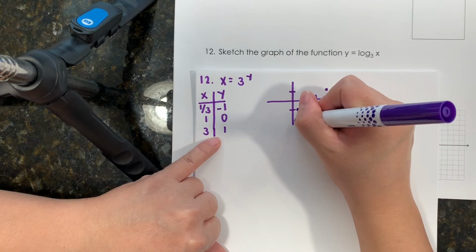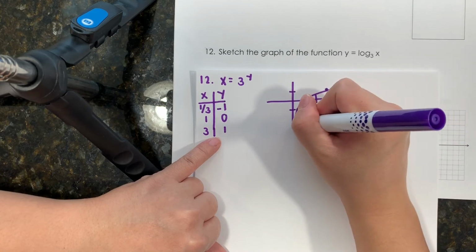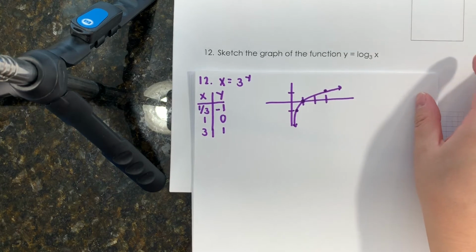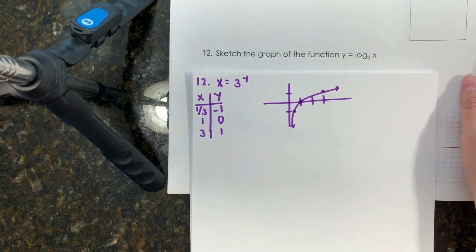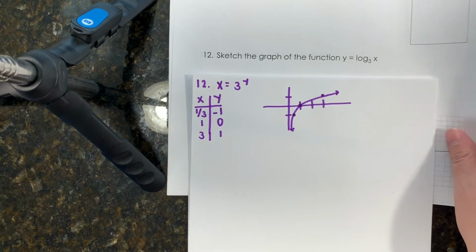And so our exponential form would look a little different because it's going to be tipped over on the x-axis and not on the y-axis. Okay, so that's how you do number 12. Convert from logarithmic form to exponential form, and then plug in your variables just like you would before.